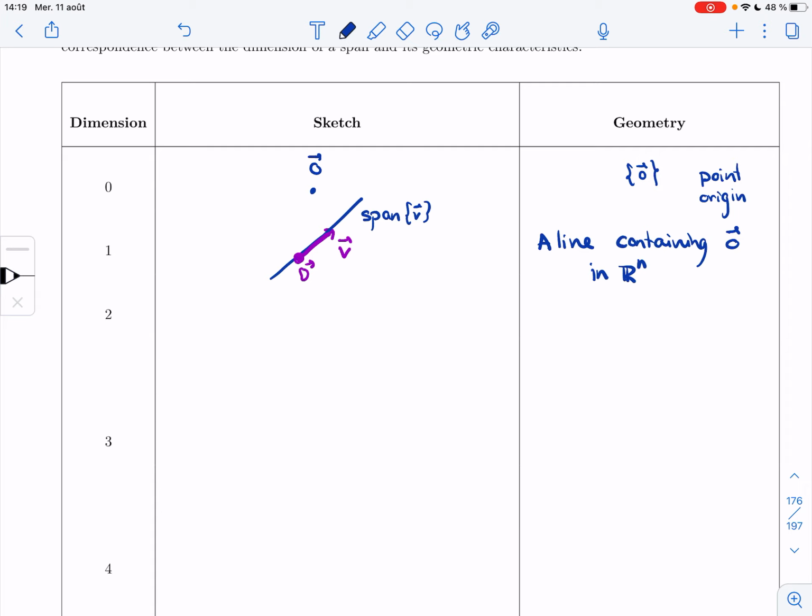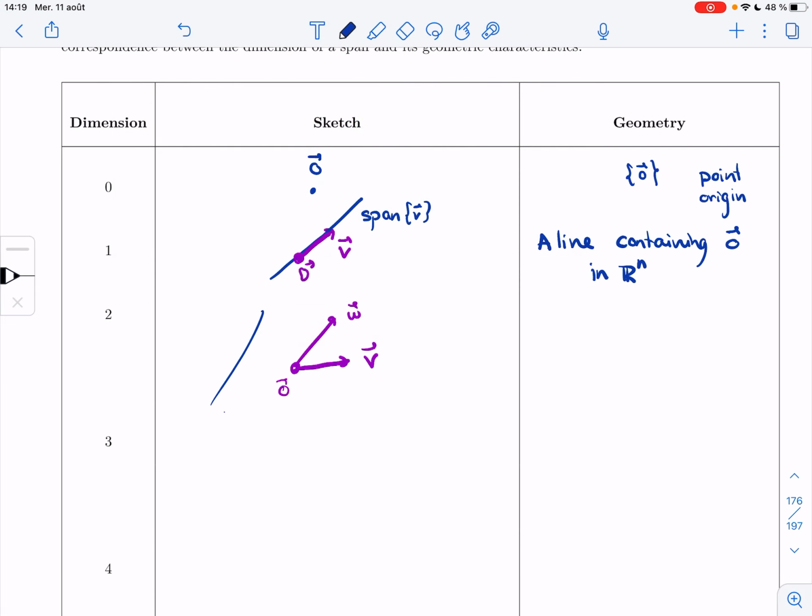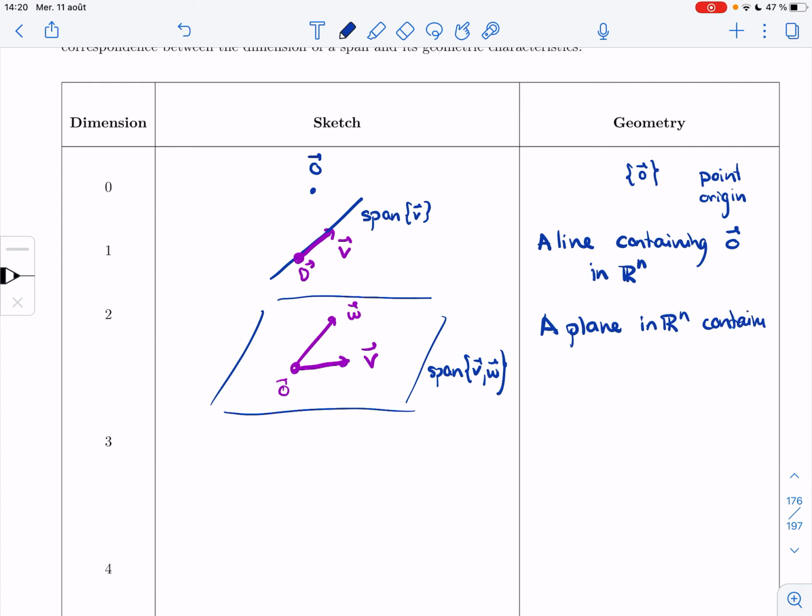All right, so dimension 2, that means you have two independent directions. So let's put V and W. They are starting at 0 as well. So these independent directions will give you a plane. And so this will be a plane in Rn containing the origin. All right, and so on.